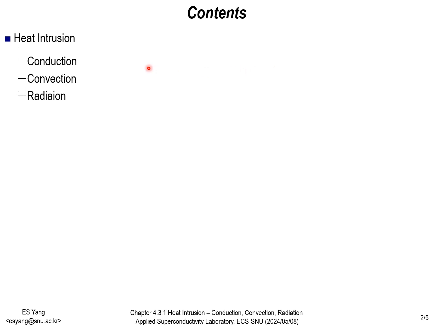First, here is the table of contents. The types of heat transfer include conduction, convection, and radiation. In a superconducting magnet, we need to prevent heat from entering from the outside, so we refer to it as heat intrusion.